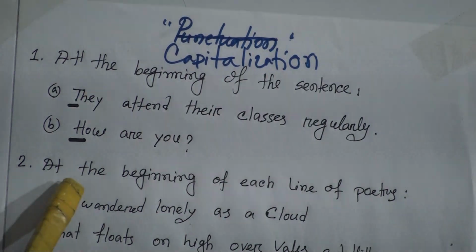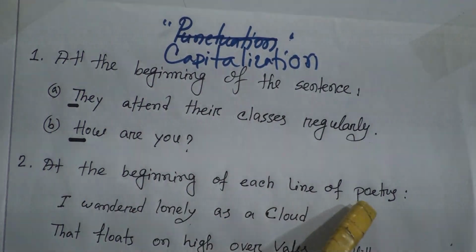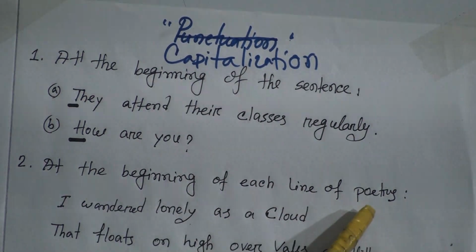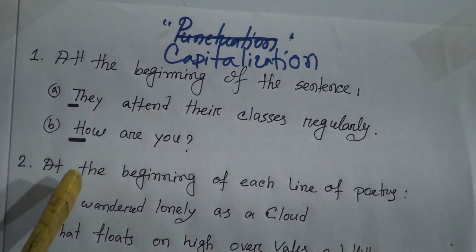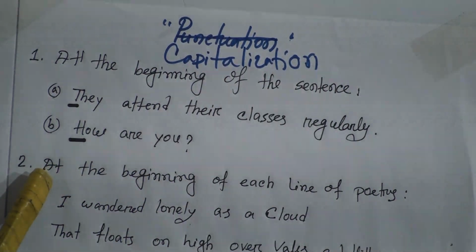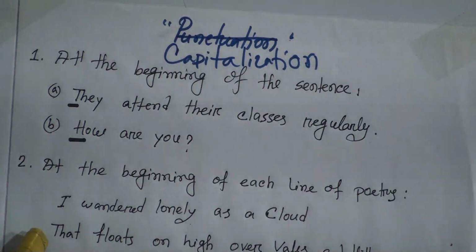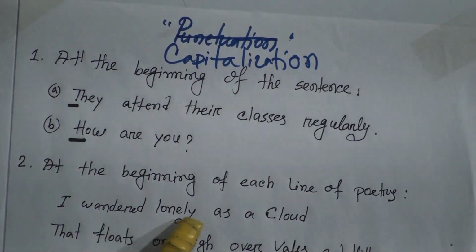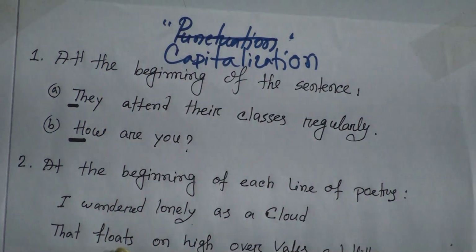Number 2, at the beginning of each line of poetry. When you write poetry or read poetry, you will see that the first letter of each line will be in capital letters. For example, I wandered lonely as a cloud that floats on high over vales and hills. Look here, the first letter I in the first line and in the second line T are in capital letters.